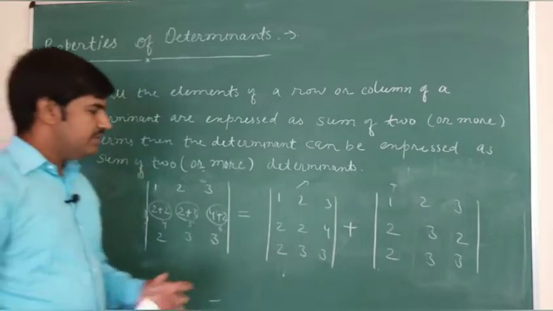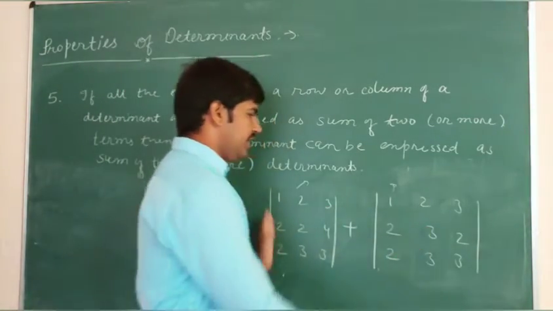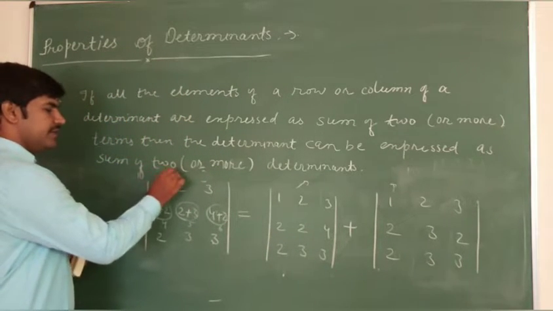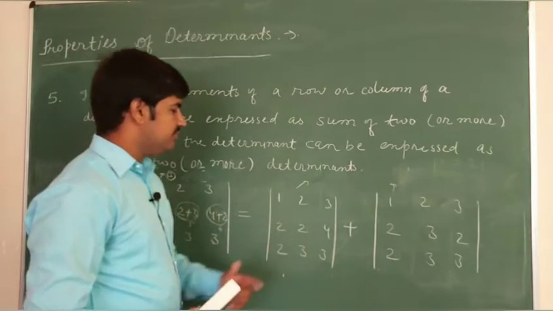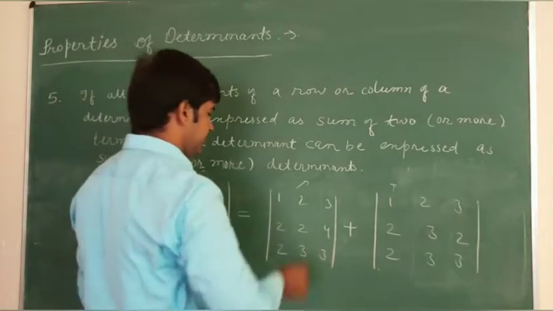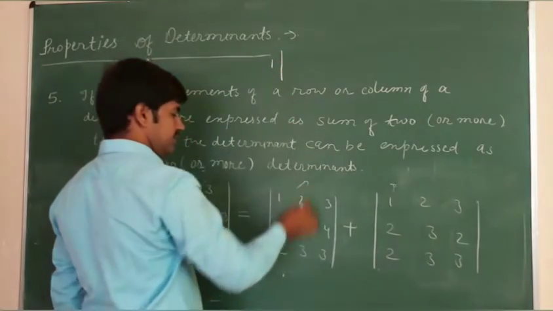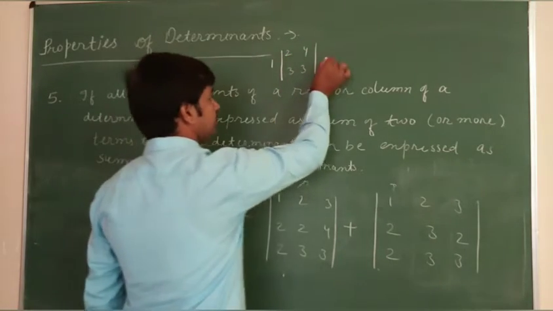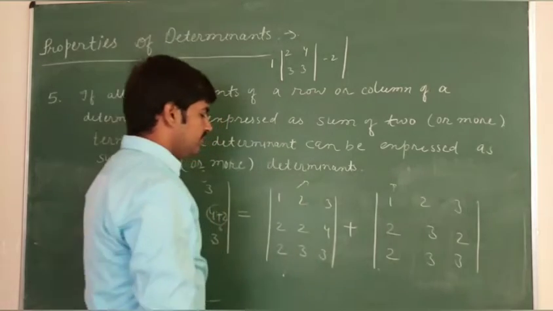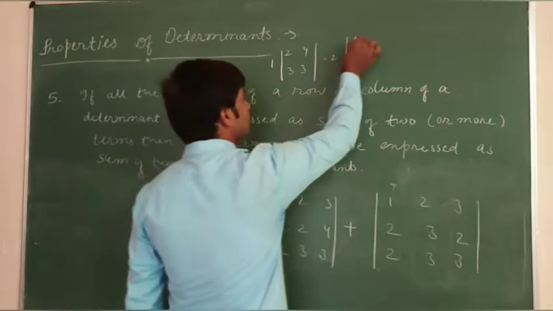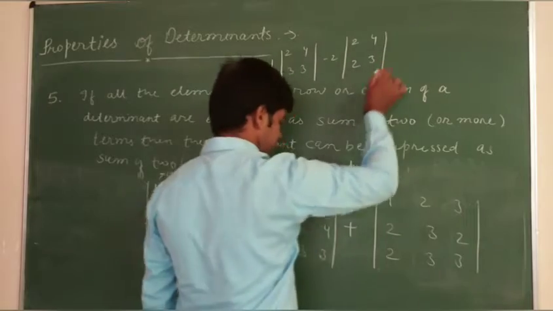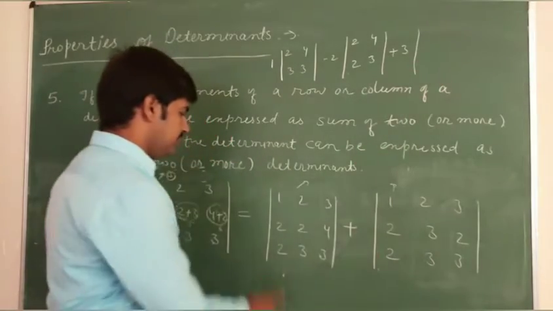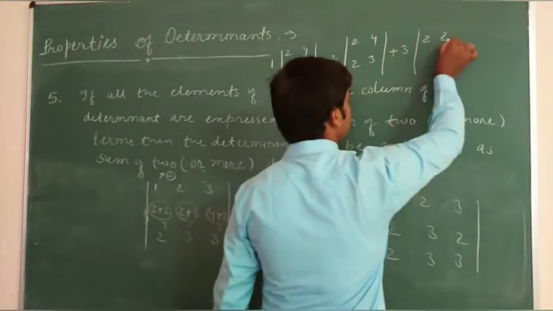Now if you find the values of these two determinants and add them, you will get 3 only. Now let us find the values of these two determinants, students. So the value of the first determinant is 1 times the determinant 2, 4, 3, 3, then minus 2 times the determinant 2, 4, 2, 3, and then plus 3 times the determinant 2, 2, 2, 3.